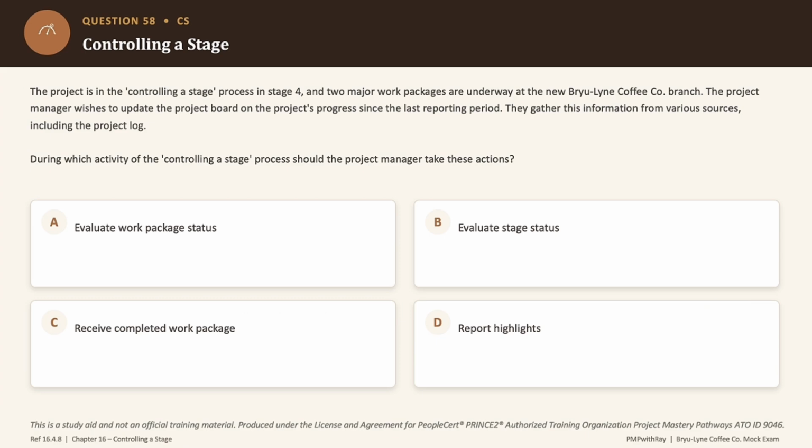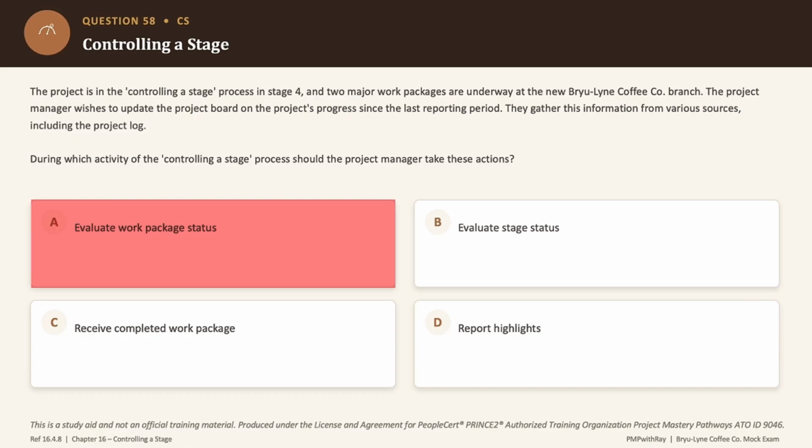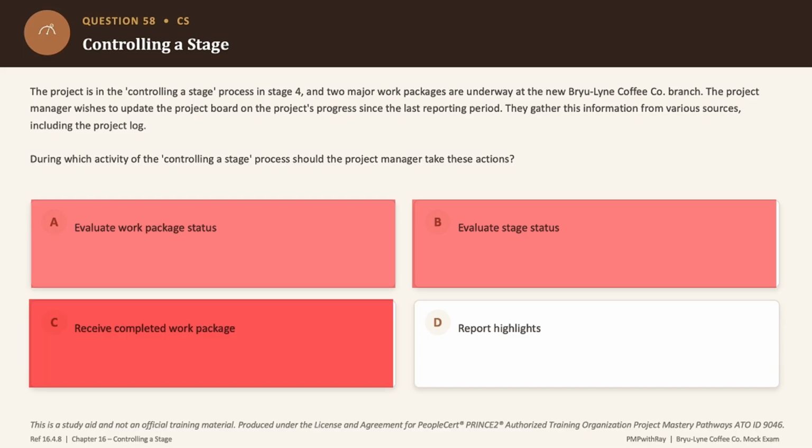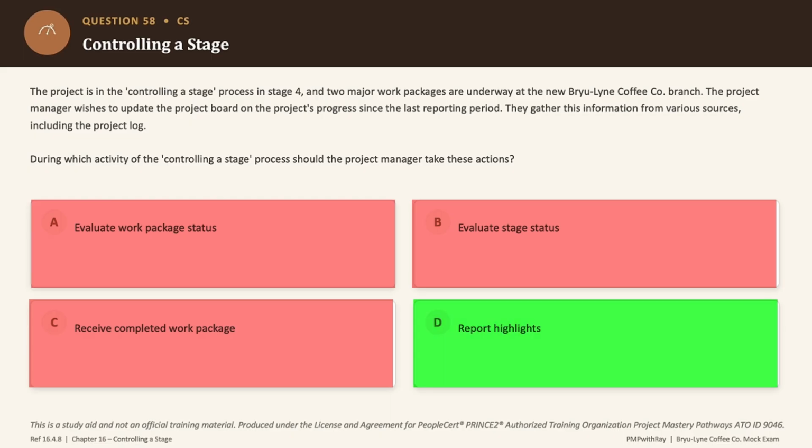That makes option A incorrect. Now option B, evaluate stage status, is the project manager's own internal check, okay? It does not go to the board either. So an incorrect answer choice as well. Option C, receive completed work package, is about confirming finished products and it has nothing to do with reporting the progress. So option C is incorrect as well. Now the correct answer to this question is option D, gathering information from the checkpoint reports and the project log and then summarizing it for the board at an agreed frequency, and that is exactly reporting the project highlights, okay?